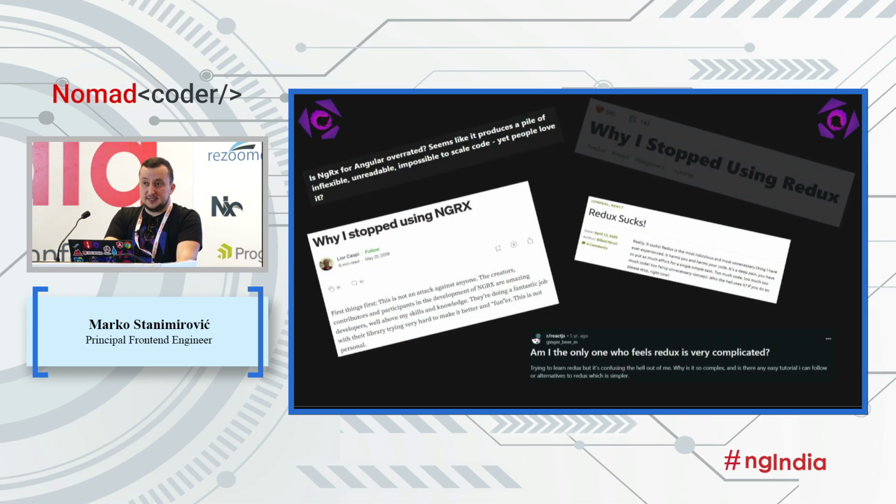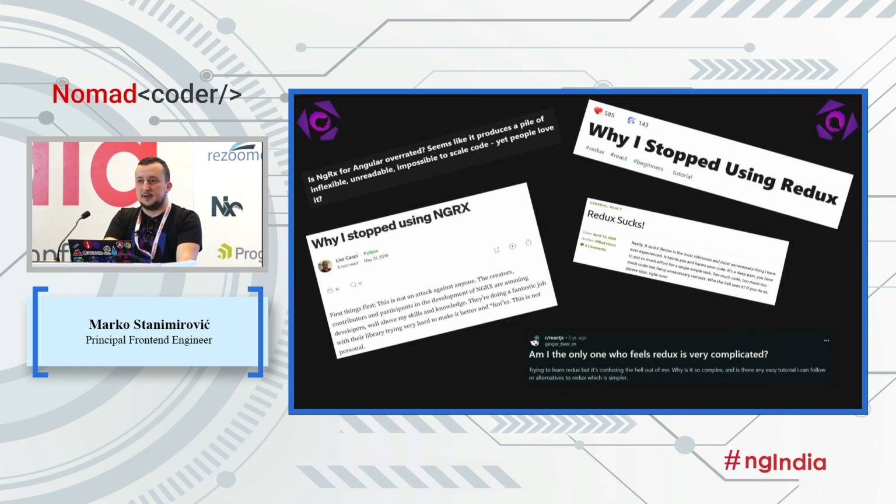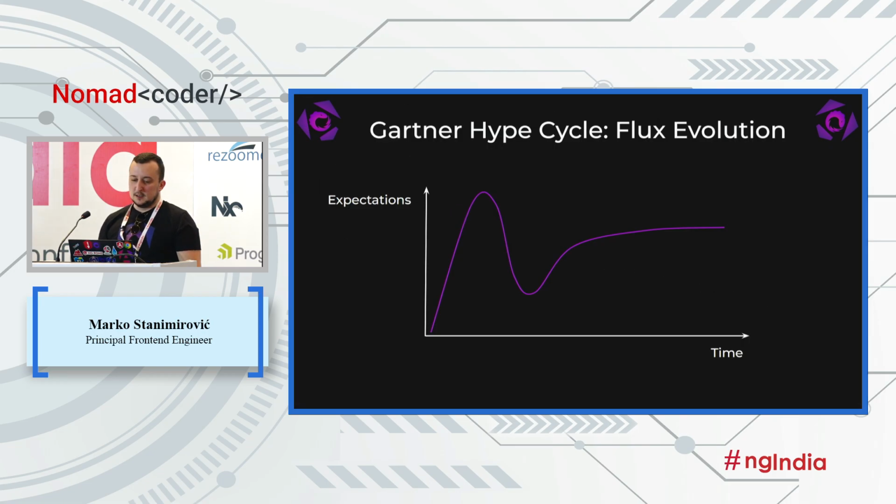And Redux was really popular, right? There was a huge hype around it, but after some period, comments like this started to appear on the internet, on blog posts and social networks, like why I stopped using NgRx, is NgRx overrated, and similar. To better understand what happened here, let's take a quick look at the Gartner hype cycle for the Flux evolution.